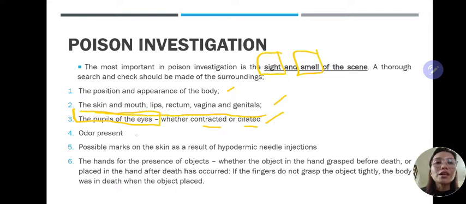So, if there is a presence of a different odor, possible marks on the skin as a result of hypodermic needle injections, the hands for the presence of objects. So, pwedeng meron silang nag-grasp sa hand nila na object before death or merong nilagay sa hand nila after the death has occurred. If the fingers do not grasp the object tightly, the body was in death before the object was placed. Okay, so yan din yung kailangan nating i-note sa pagpaprocess ng crime scene, lalo na sa pagpaprocess ng cadaver mismo.